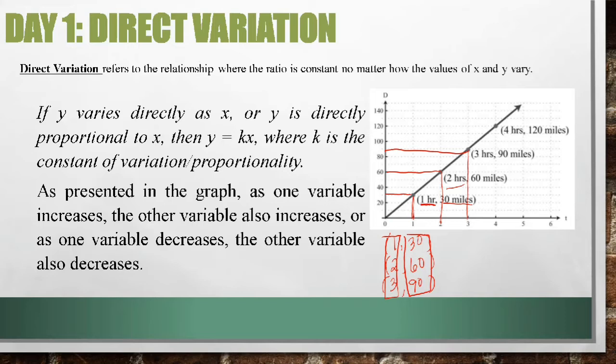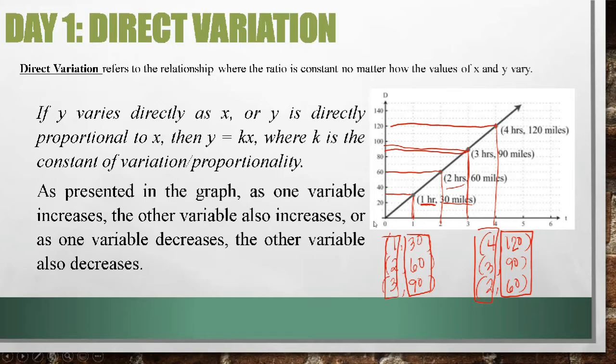So if we start naman dito on the other side, from x is 4 and y is 120, the next ordered pair is x is 3, y is 90, and the other ordered pair, x is 2 and y is 60. If we notice, the variable x decreases, the other variable y also decreases. So this is how the direct variation is presented in the graph.